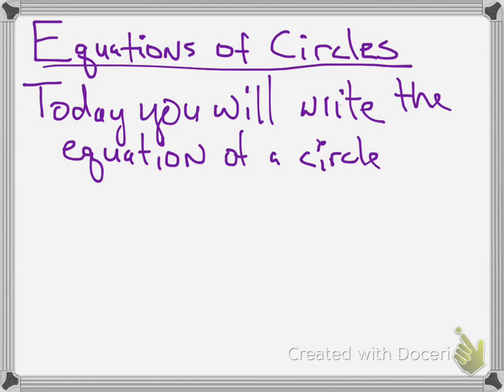All right, we are going to do this one called equations of circles. So today you will be able to write the equation of a circle and, from an equation, find the center and the radius of a circle. So first off, let's look at this.